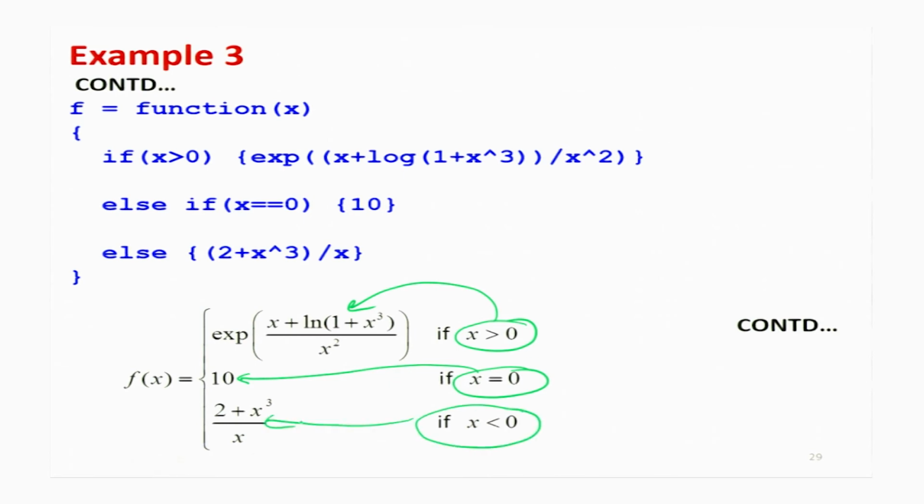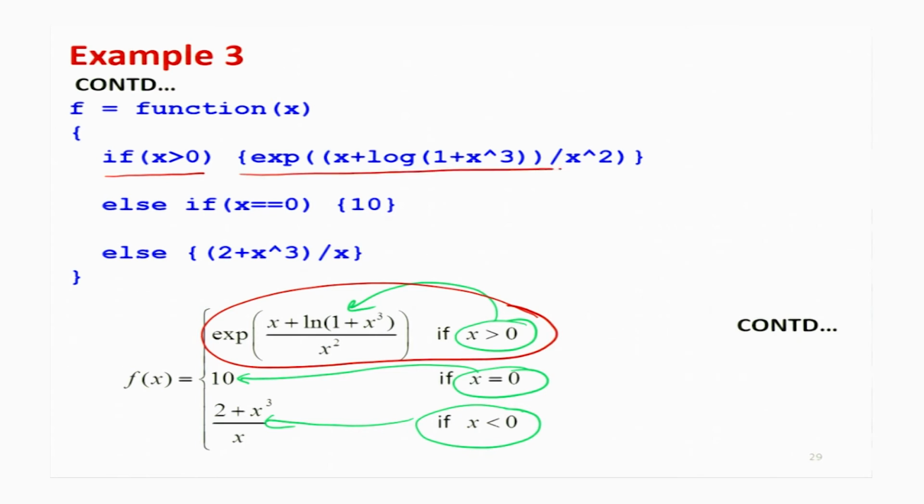So now I try to use here the if-else if conditional execution that you had learned earlier, and you can see here you can write this program very easily. So first I take the first condition, that if x is greater than 0, then fx is going to be computed by this exponential of x plus log of 1 plus x cube upon x square, and I write down if x is greater than 0, then within the curly brackets I write this expression.